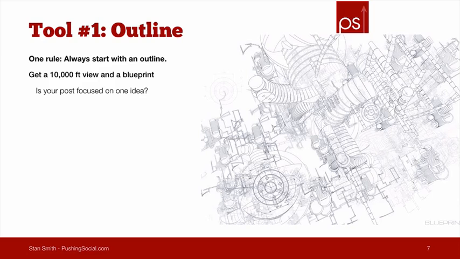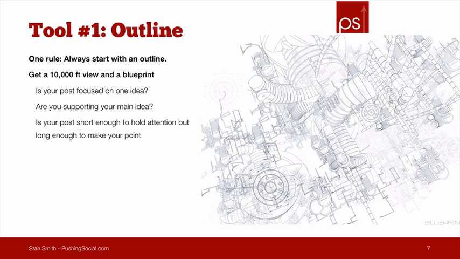So you'll be able to answer the question, is your post focused on one idea, okay? Or are you supporting the main idea with very good evidence-based support, okay? For whatever your subject is, will your reader be able to follow your main idea and build that story? Is your post short enough to hold attention but long enough to make your point? When you see an outline, I can see very quickly if I'm going to go off the rails, if this is a bigger post than I intended, just by outlining it.